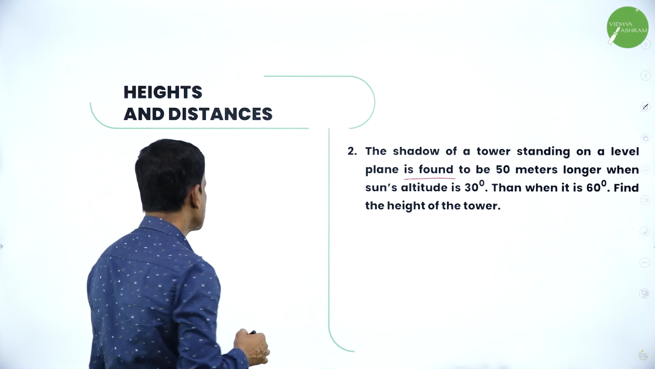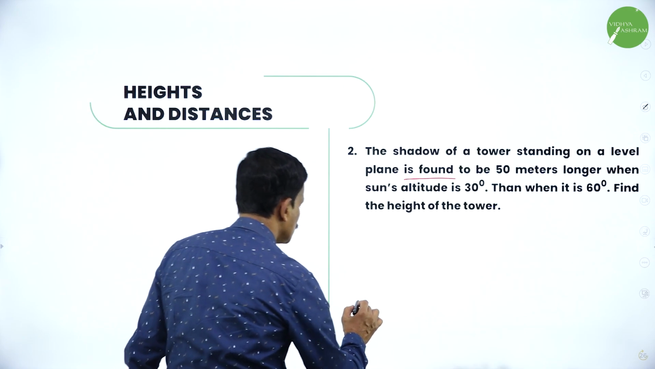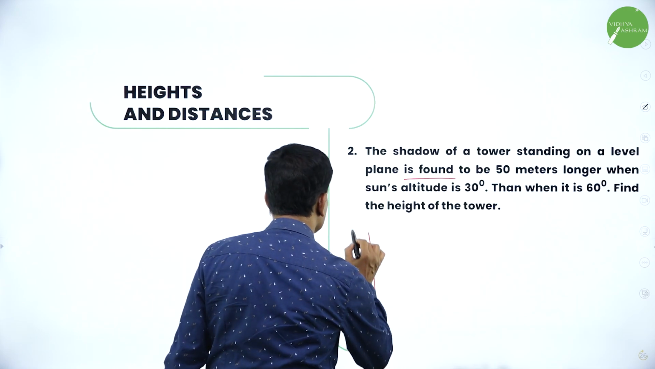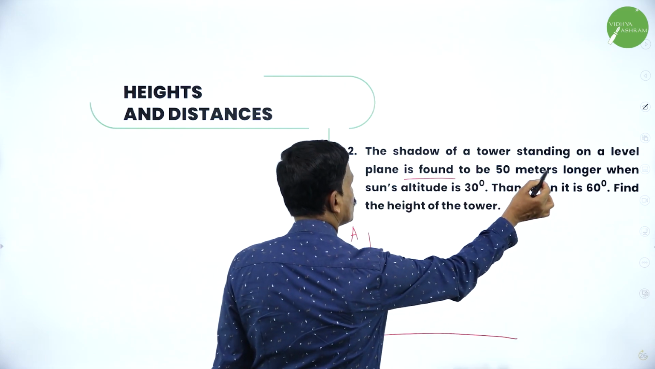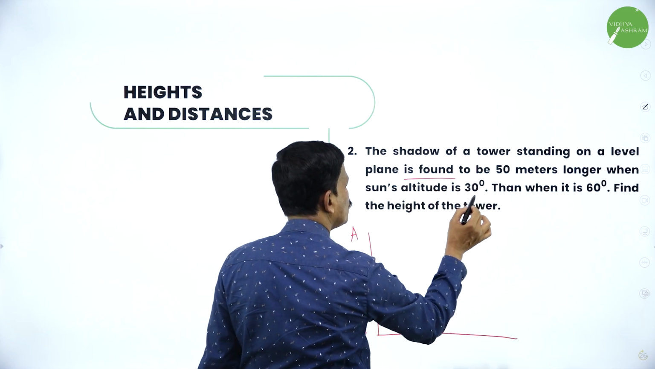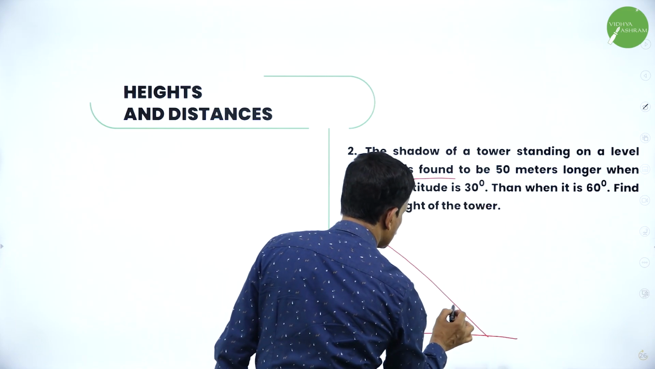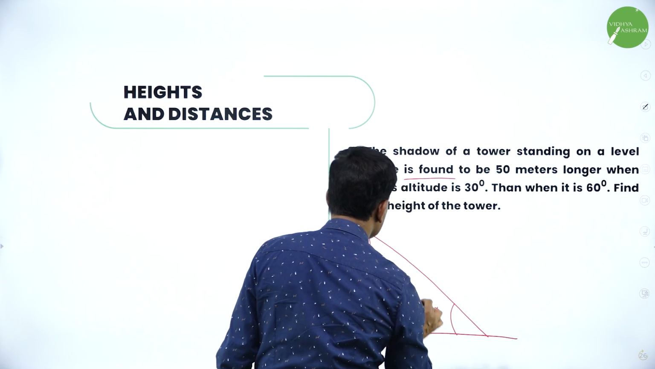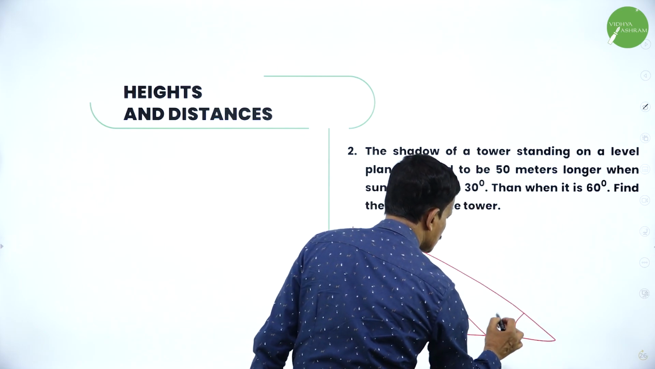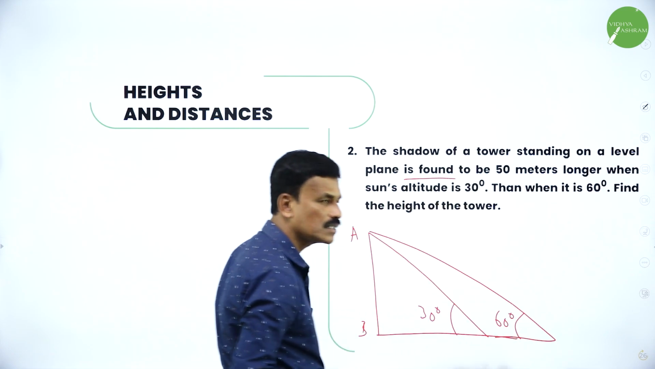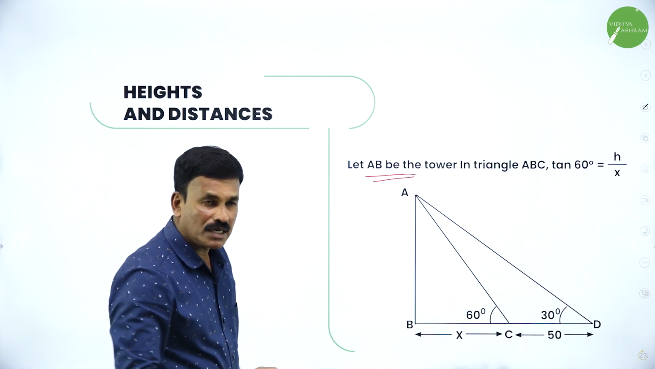Right. Now just draw the diagram for this. So this is the building, AB is the tower. The angle is equal to 30 degrees. When it is 60 degrees, this is 60 degrees. Now let us call it C. Okay. Draw the diagram like this.